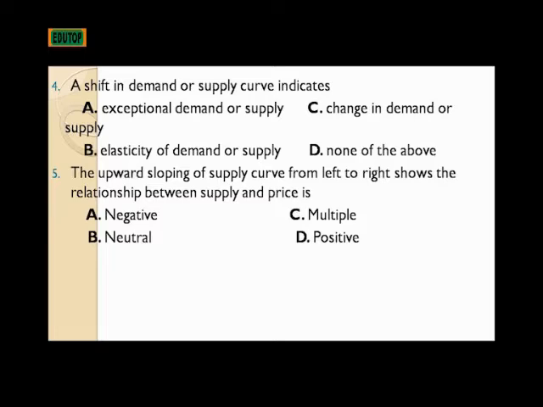Number 5. The upward sloping of supply curve from left to right shows the relationship between the supply and price is dash. A. Negative. B. Neutral. C. Multiple. D. Positive. Then let's see the answer to these questions.